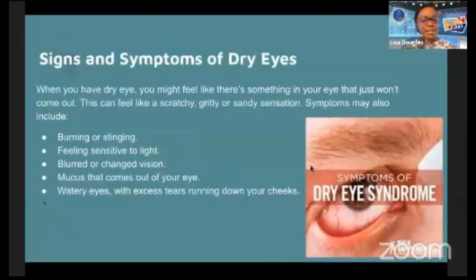So what are the signs and symptoms of dry eyes? Many of you can probably tell me this. When you have dry eye, you might feel like there's something in your eye that just won't come out. This can feel like a scratchy, gritty, or sandy sensation. Symptoms may also include burning or stinging, feeling sensitive to light, blurred or changes in your vision, mucus that comes out of your eye, and watery eyes with excess tears running down your cheeks.